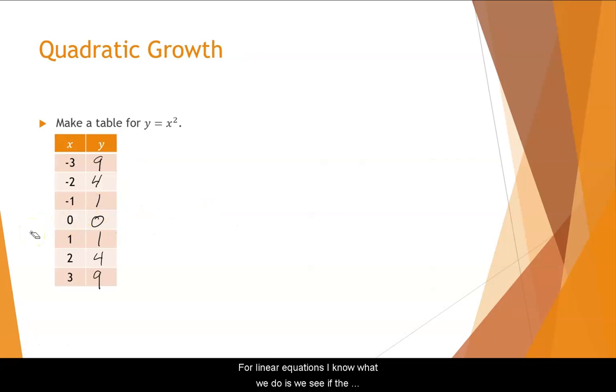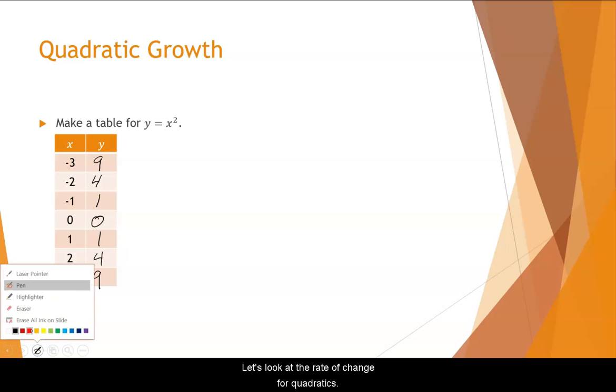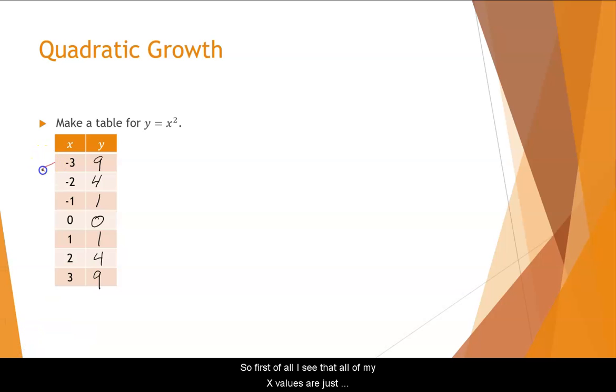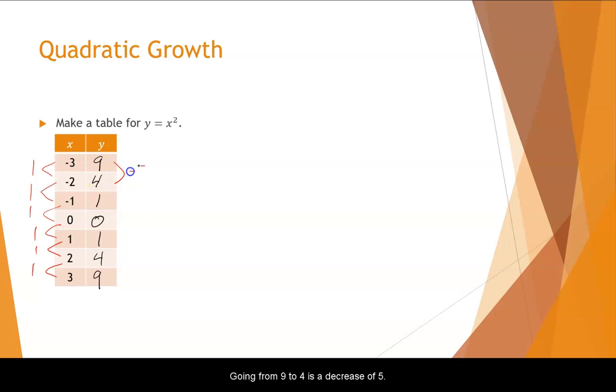For linear equations, I know what we do is we see if the rate of change or ratio of change is constant. Let's look at the rate of change for quadratics. So first of all, I see that all of my x values are just increasing by 1. My y values, though, are not following such an easy pattern. Going from 9 to 4 is a decrease of 5. 4 to 1 is a decrease of 3. This is a decrease of 1. This is an increase of 1, an increase of 3, and an increase of 5.